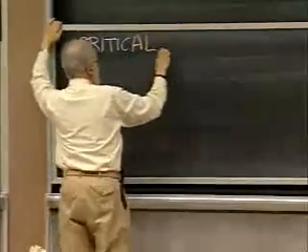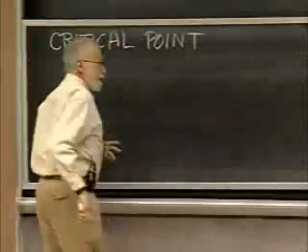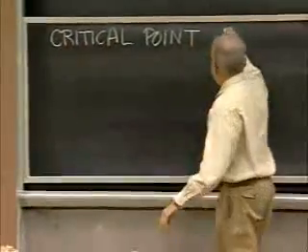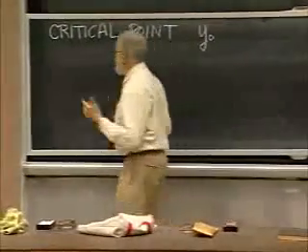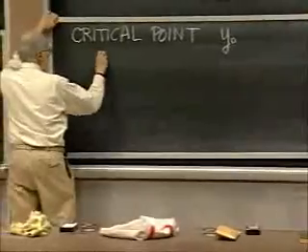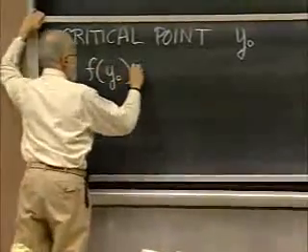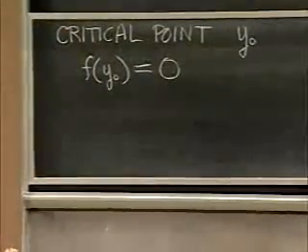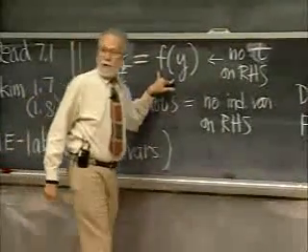These equations have what are called critical points. And what it is is very simple. There are three ways of looking at it. A critical point, y0. What does it mean for y0 to be a critical point? Another way of saying it is that it should be a 0 of the right-hand side. So if I ask you to find the critical points for the equation, what you'll do is solve the equation f of y equals 0.